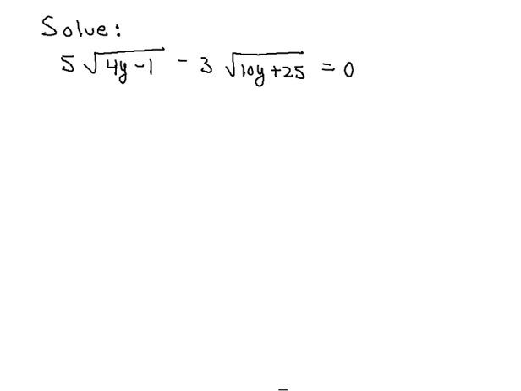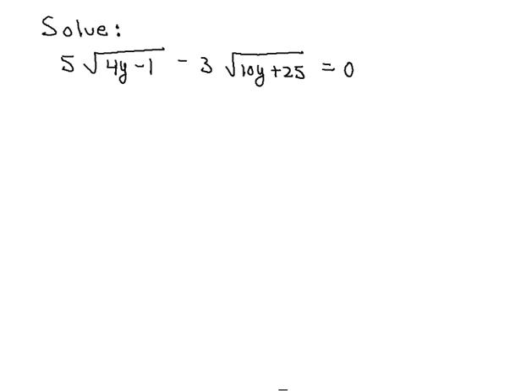Now the next couple of examples of radical equations that we're going to look at will be equations that contain more than one radical term. And so for this example we have 5 times the square root of 4y minus 1 minus 3 times the square root of 10y plus 25 is equal to 0.